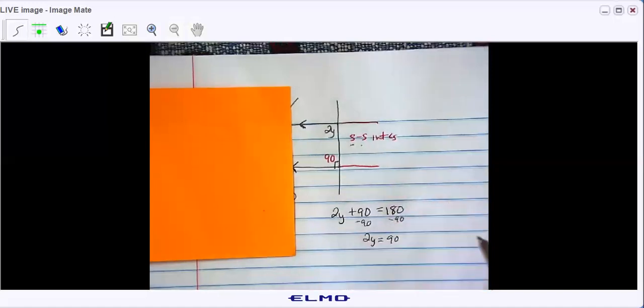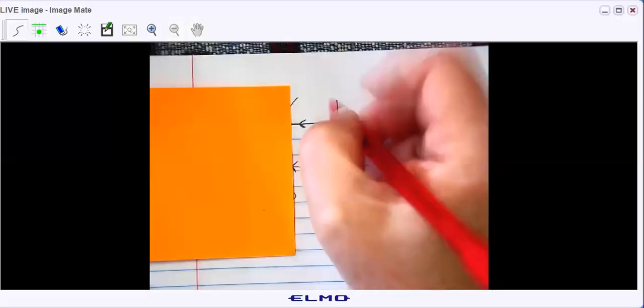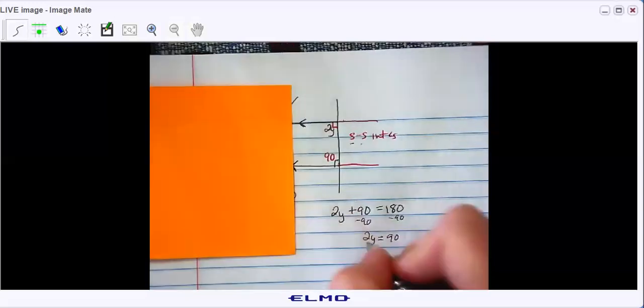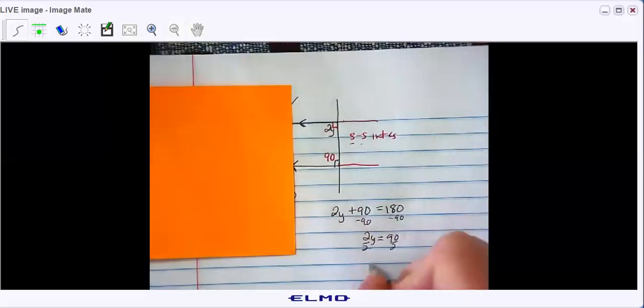What that means to us, and this is actually a theorem, is that this side is also a box. It also is 90 degrees. If one angle between your parallel lines is 90, the other angle has to be 90 in order for them to be supplementary. So sometimes that will lessen the amount of work that you need to do if you can recognize that, okay? But finishing the problem, we divide both sides by 2, we get y equals 45.